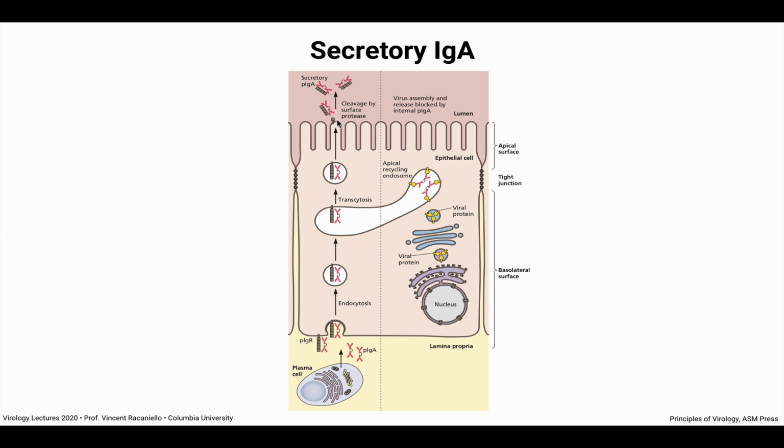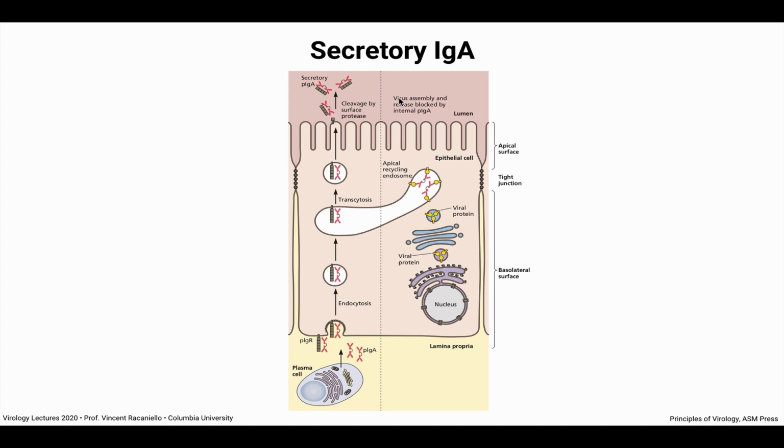This whole transcytosis occurs as the antibody is bound to the pIg receptor, and then the receptor is left behind at the surface. It's cleaved by a protease, and that releases a secretory antibody. And then, of course, the antibody remains in the mucus where it can bind viruses that are coming in.